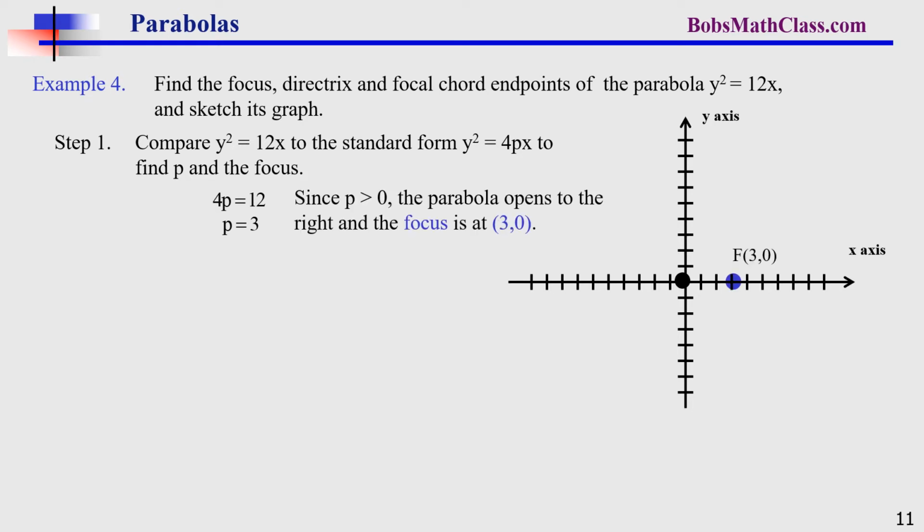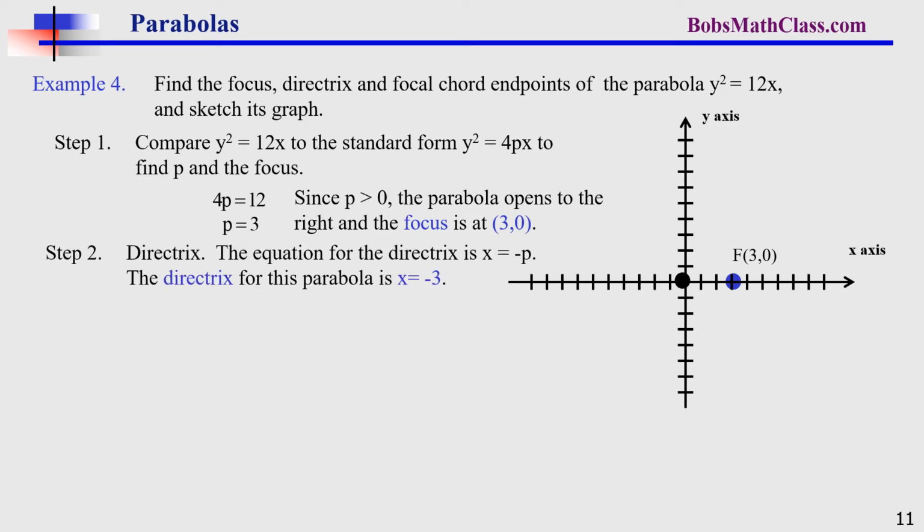Since it's 3 units to the right, it opens to the right. The focus is at (3, 0). When we got a positive value, that told us that the parabola opens to the right. If we would have got a negative value, that would mean the parabola opens to the left. The focus is always inside of the parabola. Okay, now the directrix, we just count 3 units the opposite direction. So if you count 3 units, that's going to give you x equals -3.